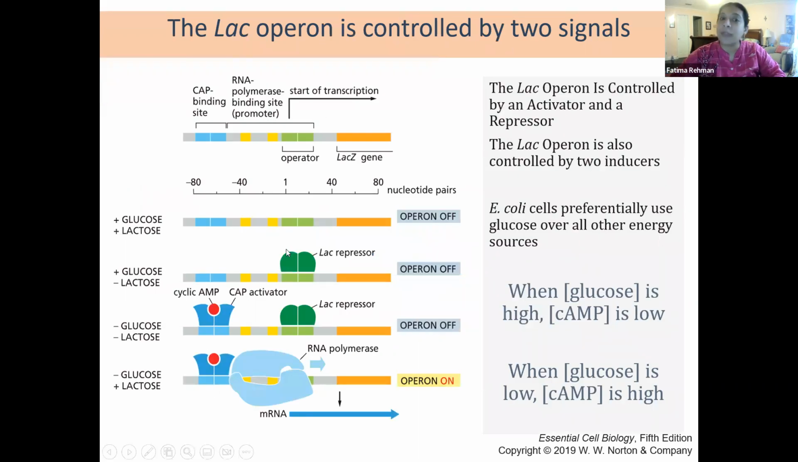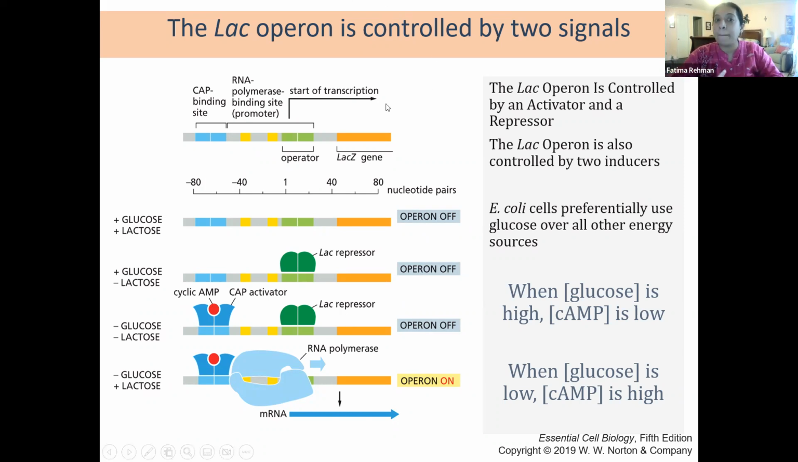So an example of that is another prokaryotic operon. This is the lac operon, and this is the last thing we'll do before we call it for the day. The lac operon is controlled by two different signals. It's controlled by a repressor that is going to repress the transcription of the lac operon, and it is also controlled by an activator that is going to activate the production of the lac operon transcript.